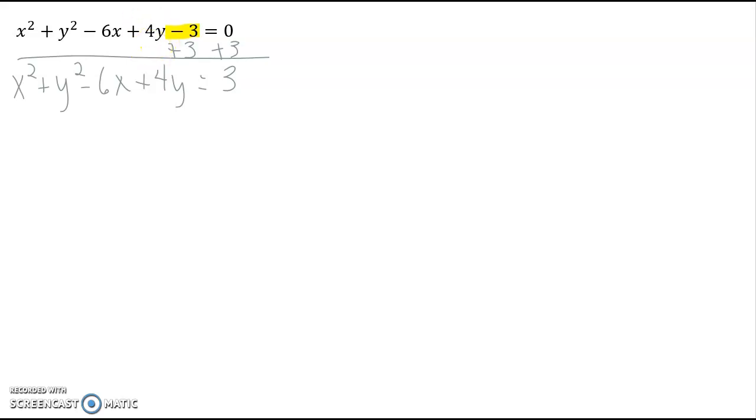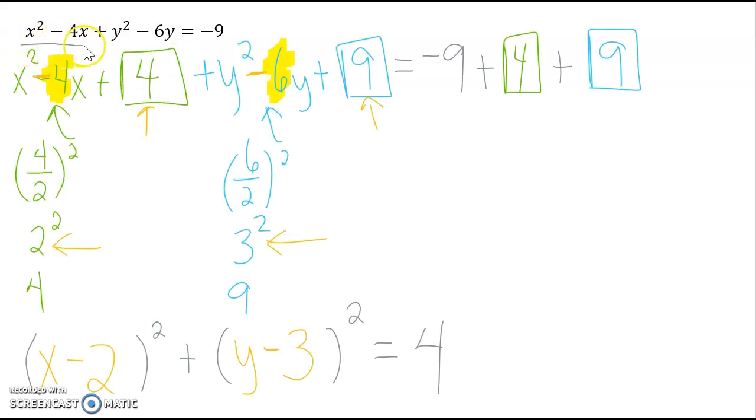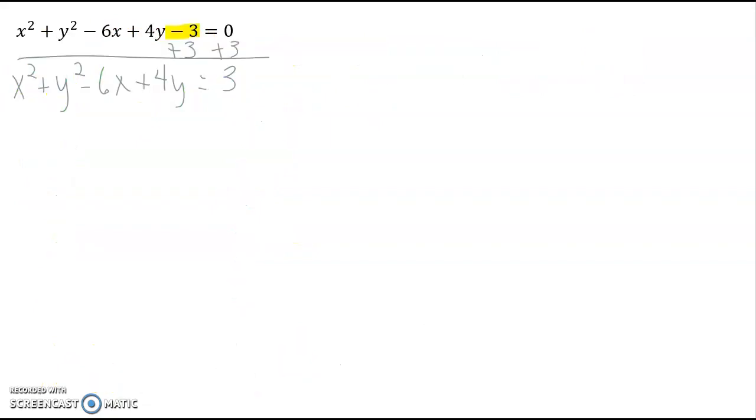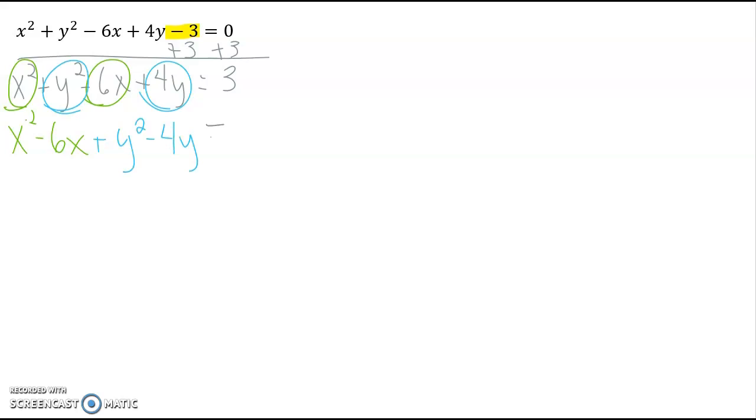But if we look back at our first example, notice how my x's are together and my y's are together. So I want to group that the same way. So let's move my x's together. I want this x squared and this minus 6x next to each other, and I want my y squared plus 4y next to each other. Once I have that, then I can go through with my completing the square steps.